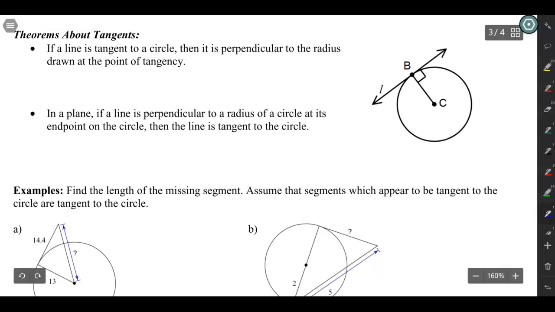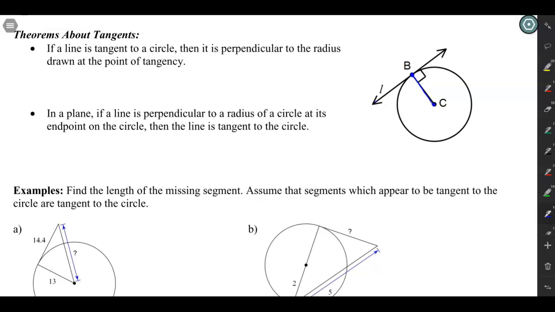We have this line L that's tangent to the circle, and that line is making a 90 degree angle with this radius BC. Okay. We also have another theorem that's really similar. It says in a plane, if a line is perpendicular to the radius of the circle at its endpoint, then the line is tangent. So it's basically working the other direction.